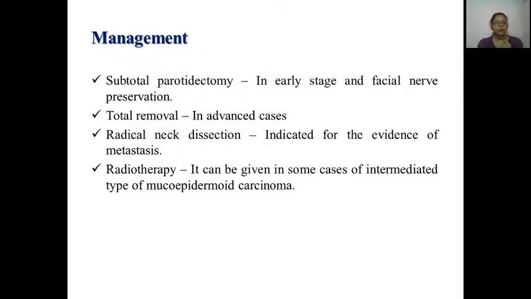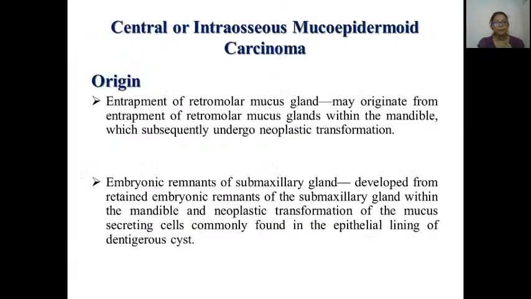Management is subtotal parotidectomy in early stage, and the facial nerve should be preserved. Total removal in advanced stages. Radical neck dissection, according to the lymph nodes that are affected, is indicated in cases of evidence of metastasis. Also we can give radiotherapy in some cases of intermediate type of mucoepidermoid carcinoma.